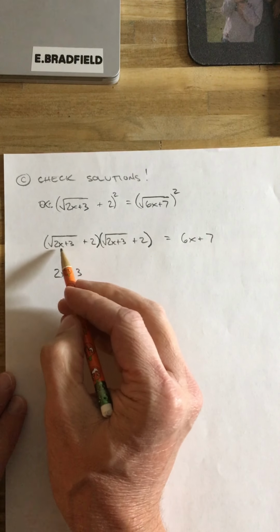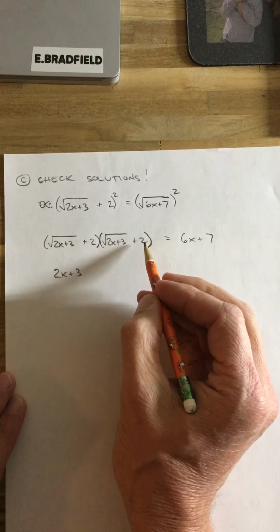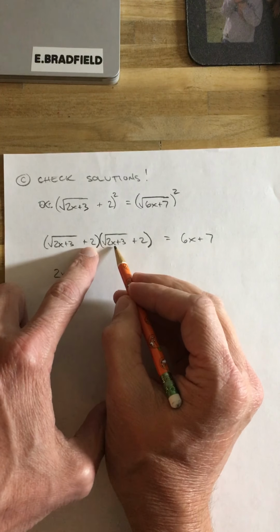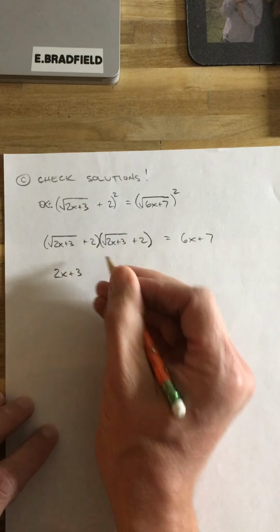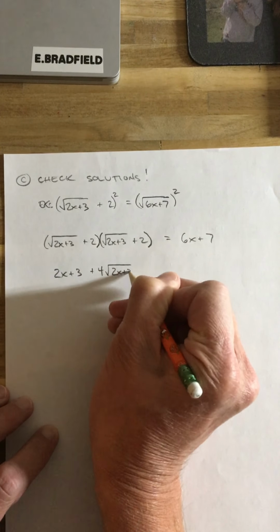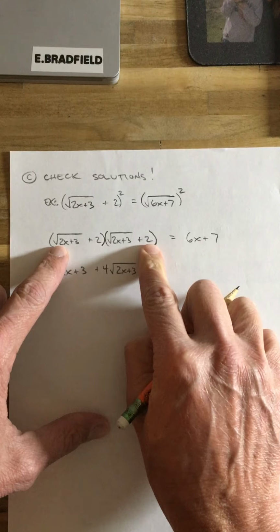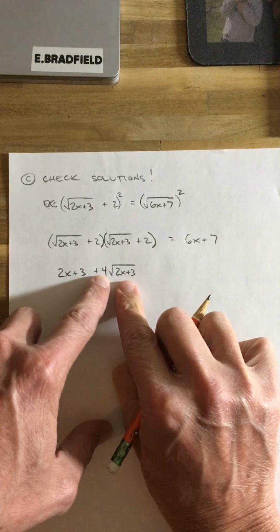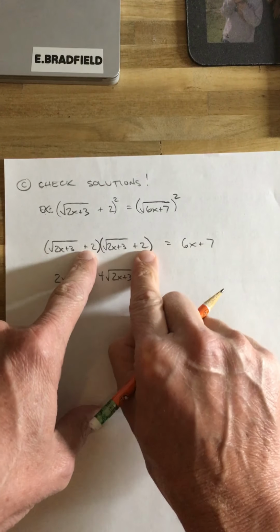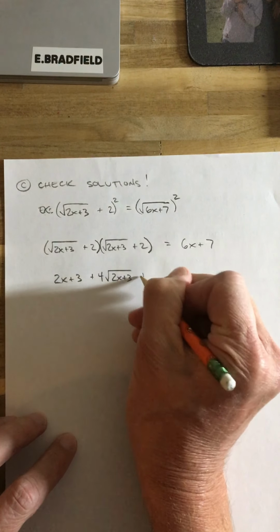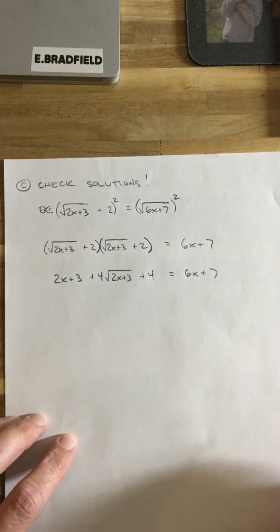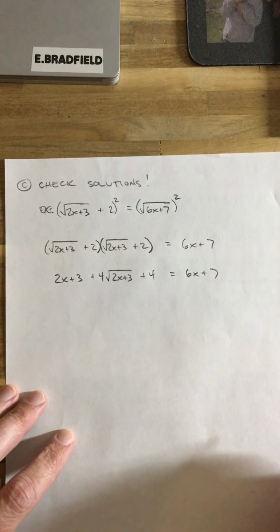Now, the square root of 2x plus 3 times 2, that's going to be 2 of those guys, plus another 2 of them, right? So now we have plus 4 of the square root of 2x plus 3, right? So we have these 2 plus these 2 is 4 of them altogether, okay? And then finally, FOIL says multiply those 2, we get plus 4. So I have plus 4. Okay, and that equals 6x plus 7. All right. All right, here we go.